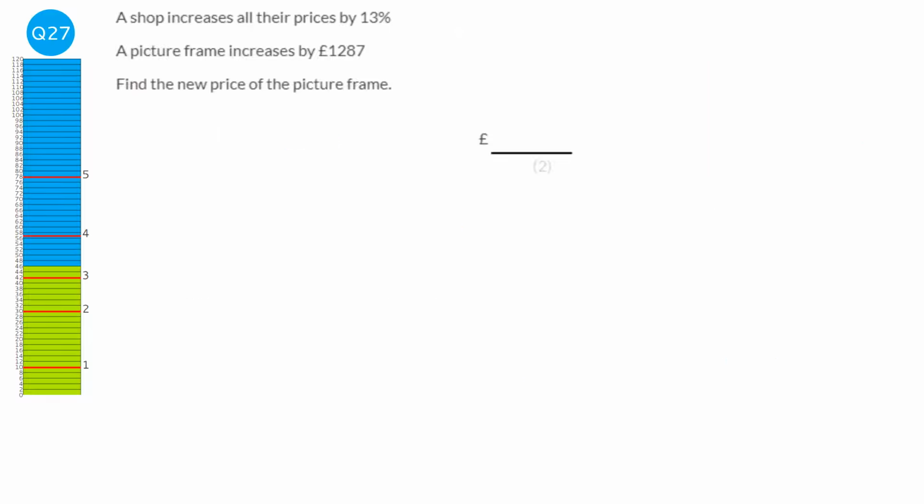So we have an original amount, and this represents 100% of the original amount.